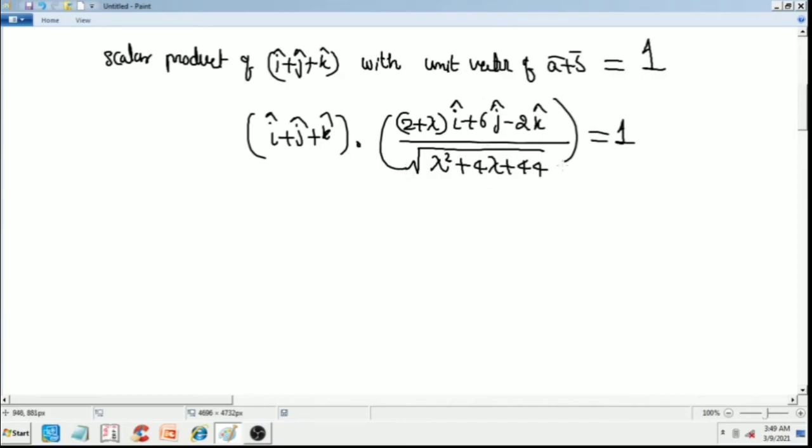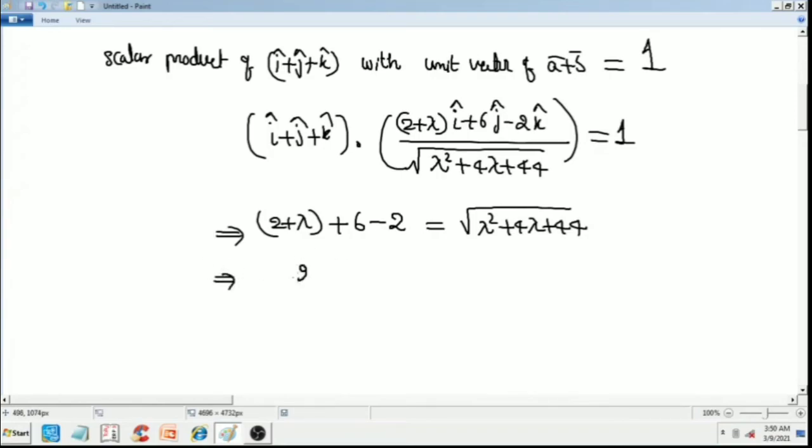From here, we send the denominator to the right hand side and multiply the coefficient terms. 2 plus lambda into 1 is 2 plus lambda. Next, j coefficient is 6 into 1, 6. 1 into minus 2 is minus 2. It comes out to be root over lambda square plus 4 lambda plus 44. Squaring on both sides, the 2 and minus 2 cancel. Lambda plus 6 equals root over lambda square plus 4 lambda plus 44.